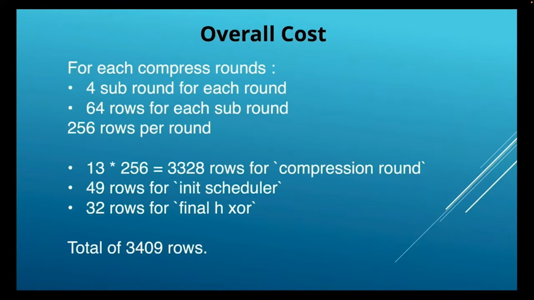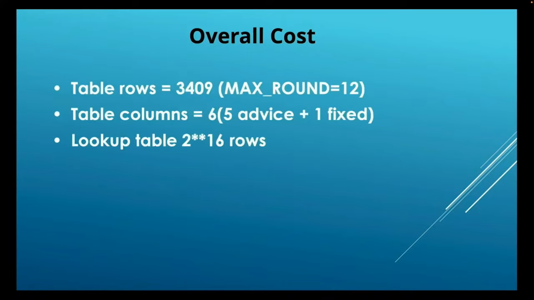So here's the slide for overall cost. We have 256 rows per round and a total of 3,409 rows. And the table has 6 columns and the lookup table has 2 to the power of 16 rows.